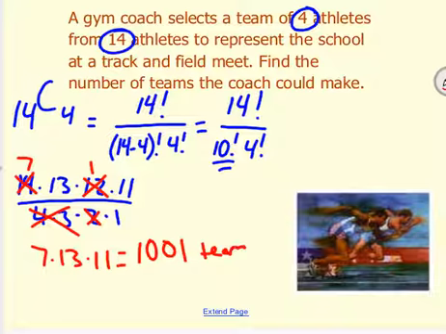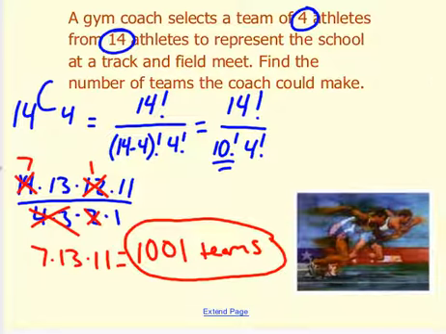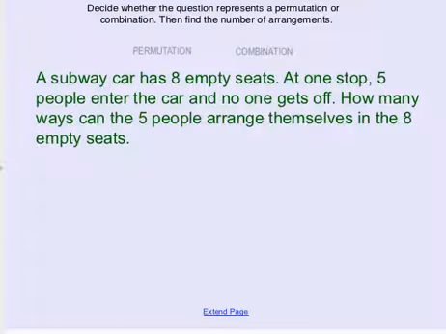teams or different combinations that coach can make for the track and field athletes. Alright, so there is a ton of probabilities here, and we're just going to keep practicing finding them. Now you got to decide whether a question represents a permutation or combination.